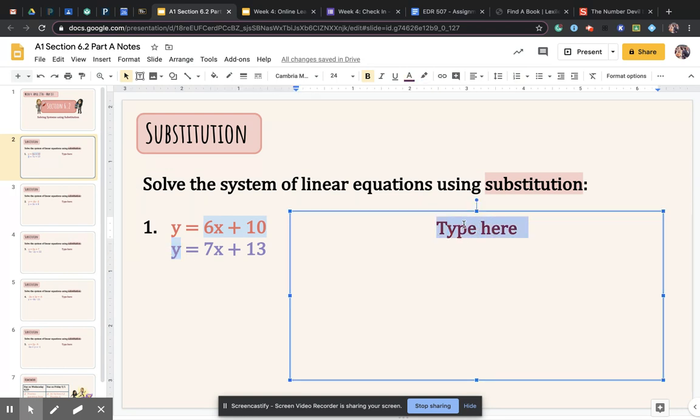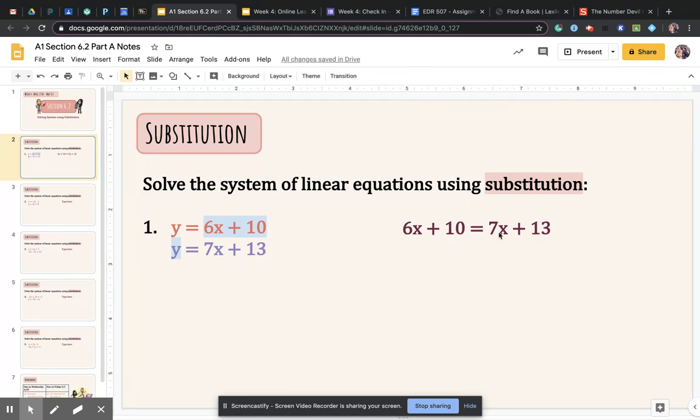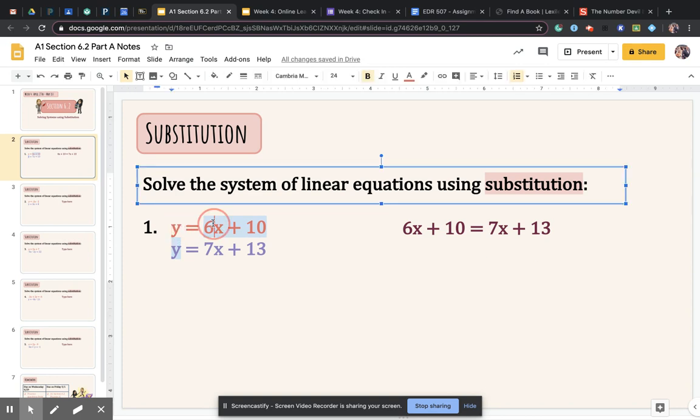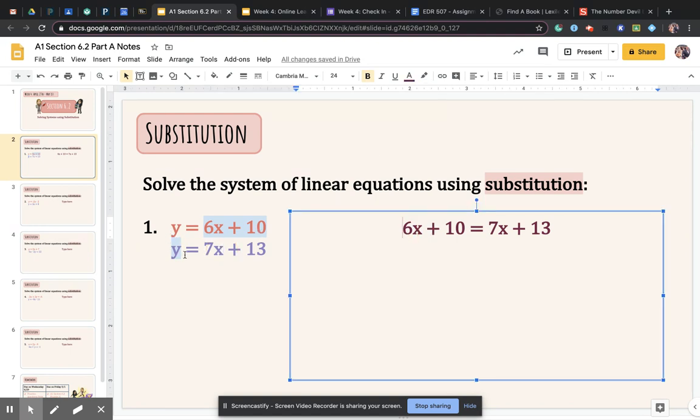My y value is going to turn into 6x plus 10 is equal to 7x plus 13. And now you're probably thinking, Mrs. Latham, why are we doing this? Well, when we're using substitution, what we want to do is solve for x and y. We're trying to figure out where the point of intersection is, if there is one. To solve the equations, we have to only have one variable. In these two, we have a y and an x. When I substitute 6x plus 10 in for y, I'm left with only x's.